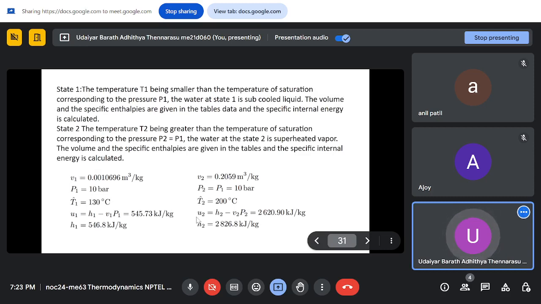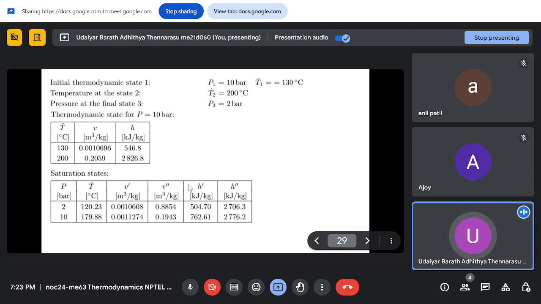So initially we found out V2 specific volume is 0.2059. So if you go back to the table, your pressure is 2 bar and specific volume is 0.2059. Corresponding to 2 bar, your specific volume of liquid is 0.001068, so it is less than your specific volume. And the specific volume of saturated vapor is 0.8854, which is greater than your specific volume. So this states that you are lying in a two-phase state. You have a mixture of liquid and vapor.